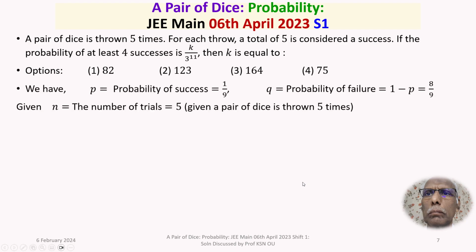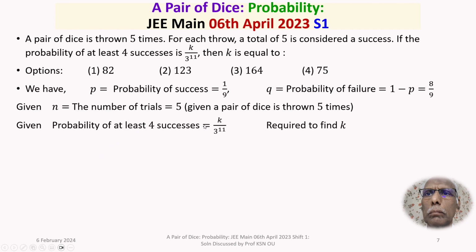Right. And we are given the probability of getting at least 4 successes to be k by 3 to the power of 11. We are asked to find the value of k. Now, the probability of at least 4 successes is given by capital P, the probability of capital X greater than or equal to 4.